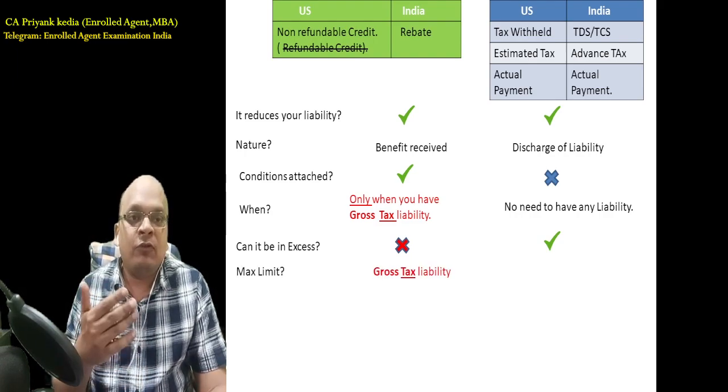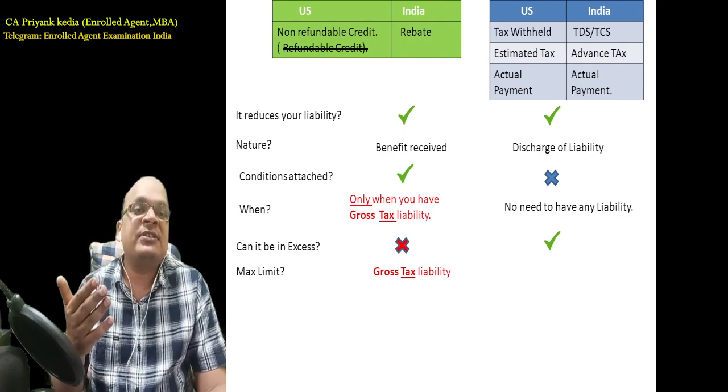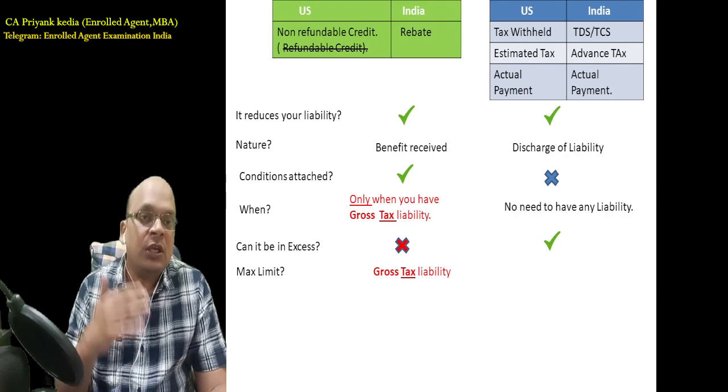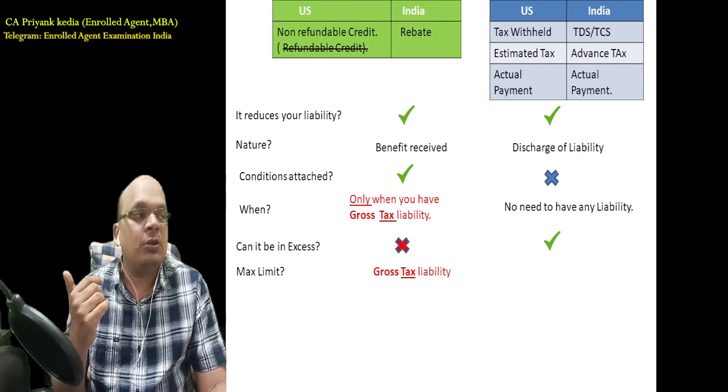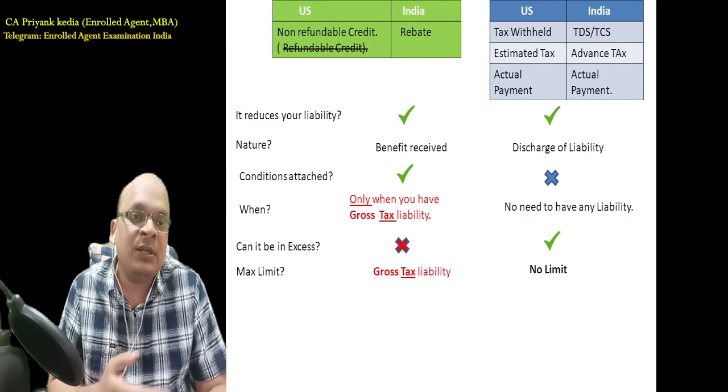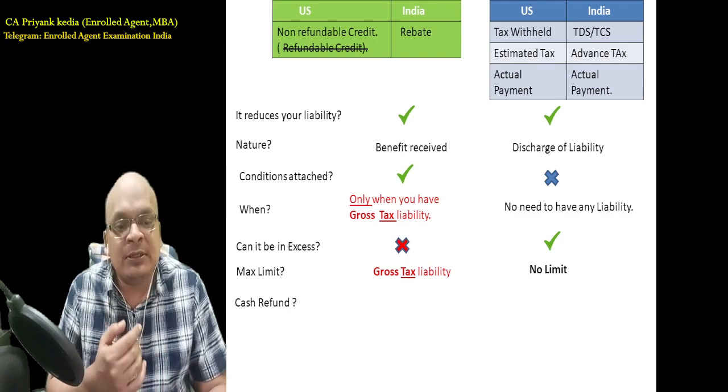Gross tax liability for the non-refundable credit. If your gross tax liability is $100, the maximum child tax credit you can take is $100, even though you are eligible for $2,000. But in the case of payments, there is no limit. You can make any kind of payment, any higher payment than your liability, right?